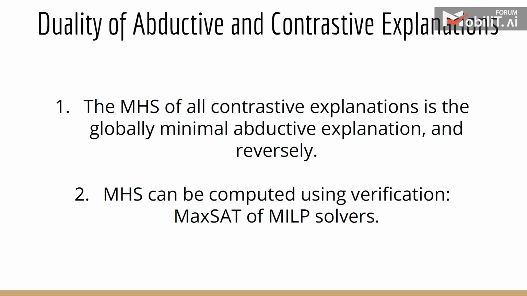As you might have suspected, there is a relationship between abductive and contrastive explanations. There is a dual relationship between the two, and it was proven that the minimal hitting set of all contrastive explanations is the globally minimal abductive explanation. Reversely, the minimal hitting set itself can also be computed using verification tools, MaxSAT or MILP solvers. I don't want to get into this too much, but I just want you to understand that now we have two ways in which we can compute these explanations.